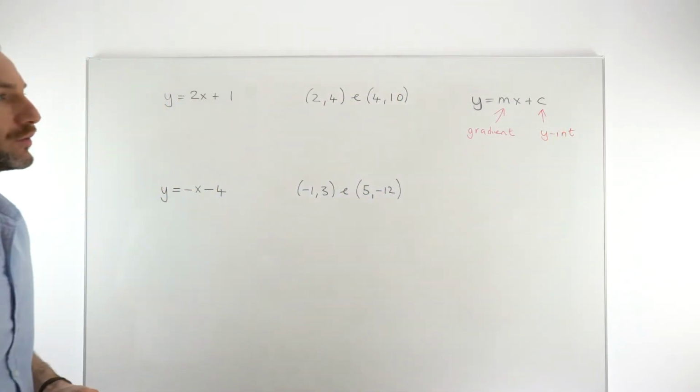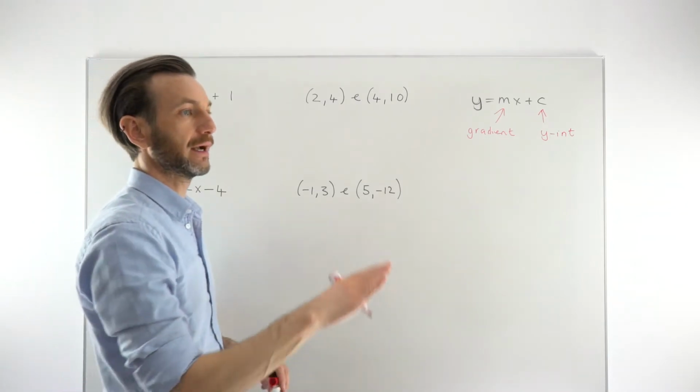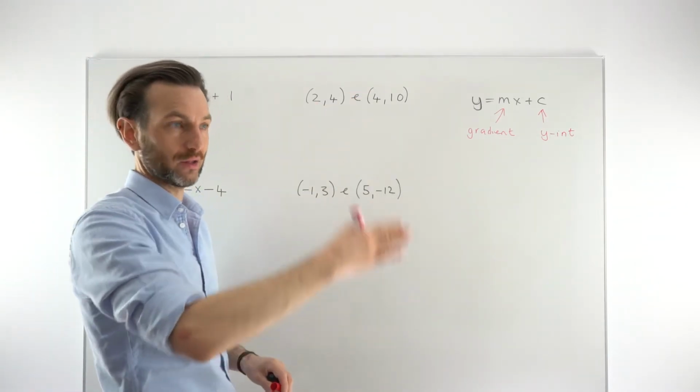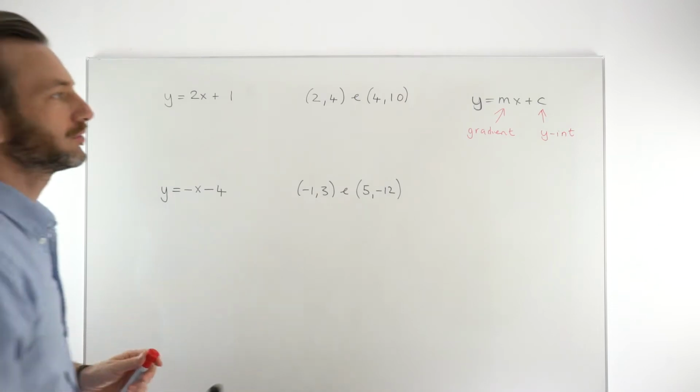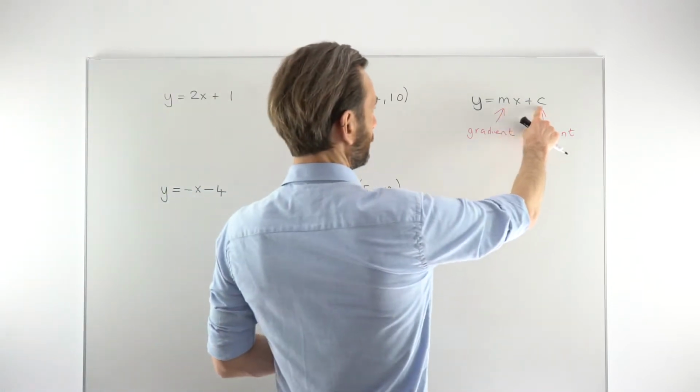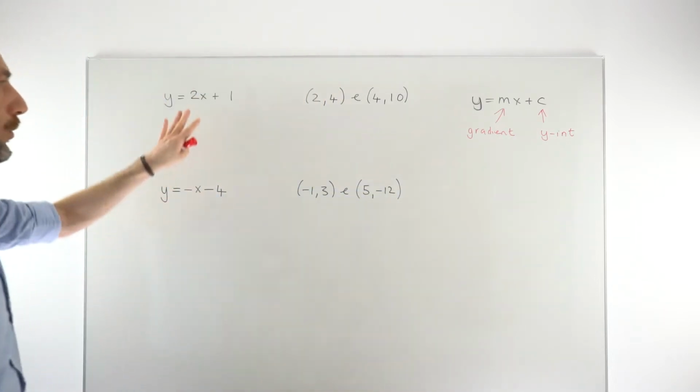And the c value is the y-intercept. So that's where the line cuts over the y-axis, the vertical axis. So those are the two things that we use to define a line. In reality, these are going to be numbers, just like in the examples that I've got over here.